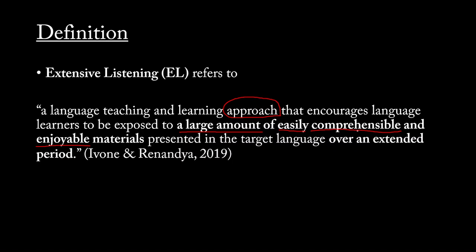So if the material is very difficult or even quite difficult, that is not extensive listening. Okay. And presented in the target language. Yeah. So if you are doing extensive listening for an English class, it should be in English. It shouldn't be in Bahasa Indonesia. Okay. And also over an extended period. Extended period. So it's like the time is long.